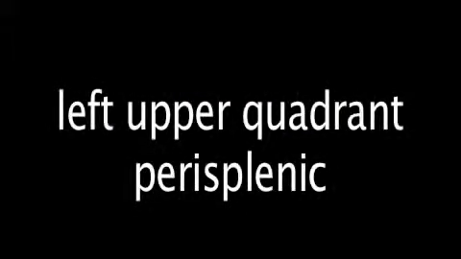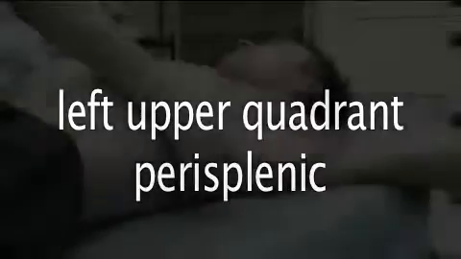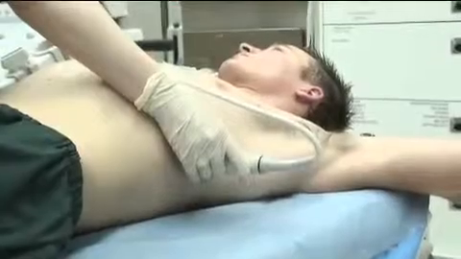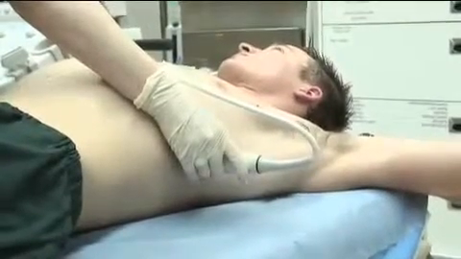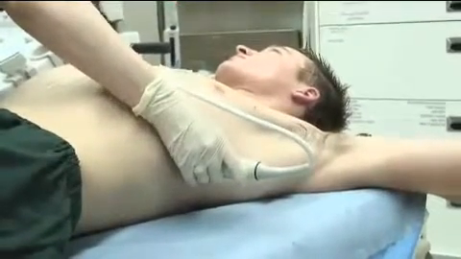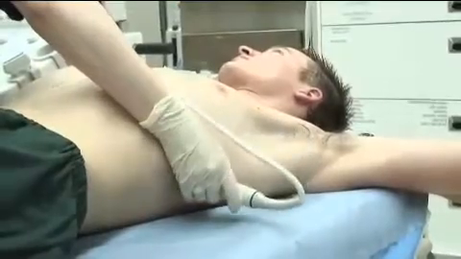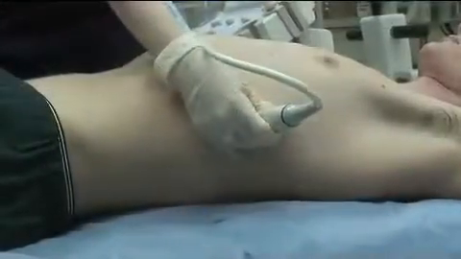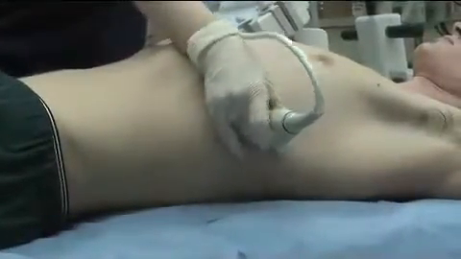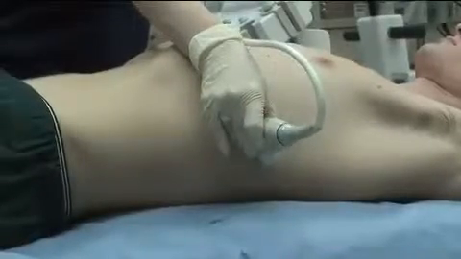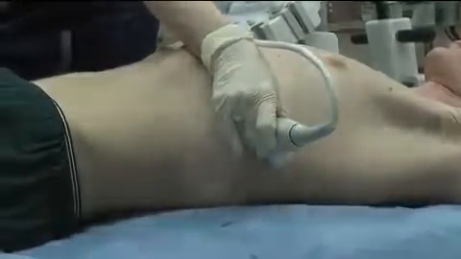The left upper quadrant, or perisplenic, abdominal views are usually the most difficult part of the FAST exam. The position of the probe in the perisplenic view is the posterior axillary line at about the level of the 5th to 8th rib interspace. Rotating the probe slightly clockwise will eliminate the rib shadows and generally give a better perisplenic view.